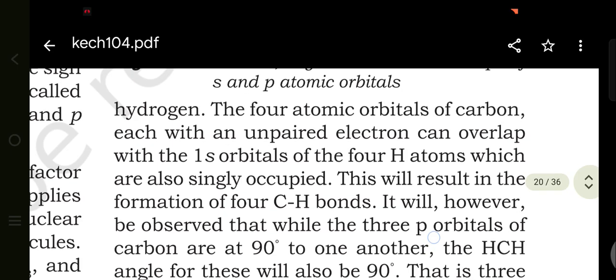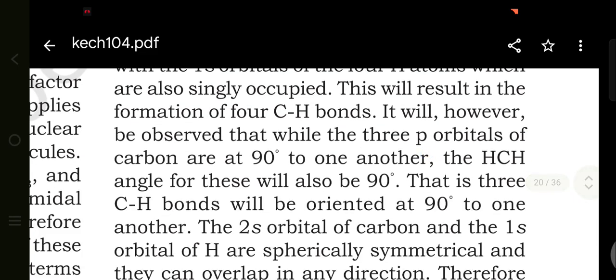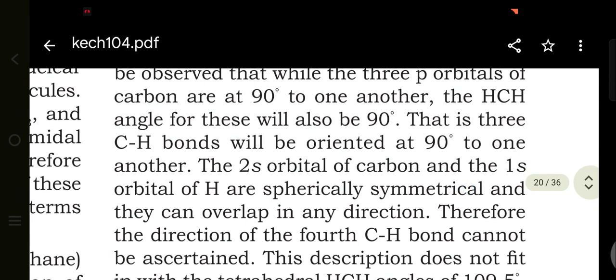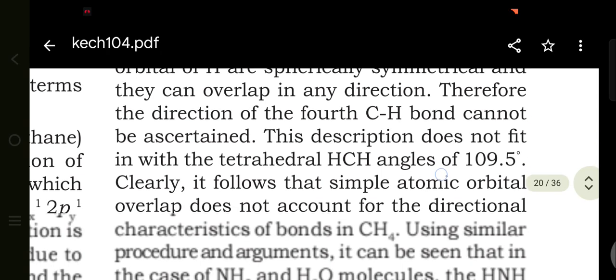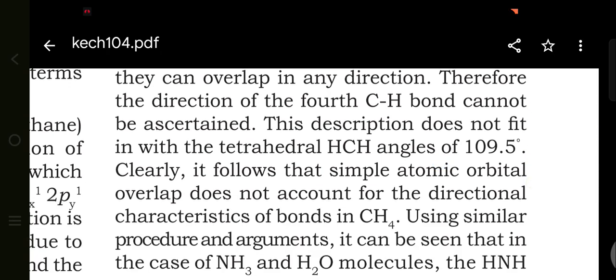It will, however, be observed that while the three p orbitals of carbon are at 90 degrees to one another, the HCH angle for these will also be 90 degrees. That is, three C-H bonds will be oriented at 90 degrees to one another. The 2s orbital of carbon and the 1s orbital of hydrogen are spherically symmetrical and they can overlap in any direction. Therefore, the direction of the fourth C-H bond cannot be ascertained. This description does not fit in with the tetrahedral HCH angle of 109.5 degrees.